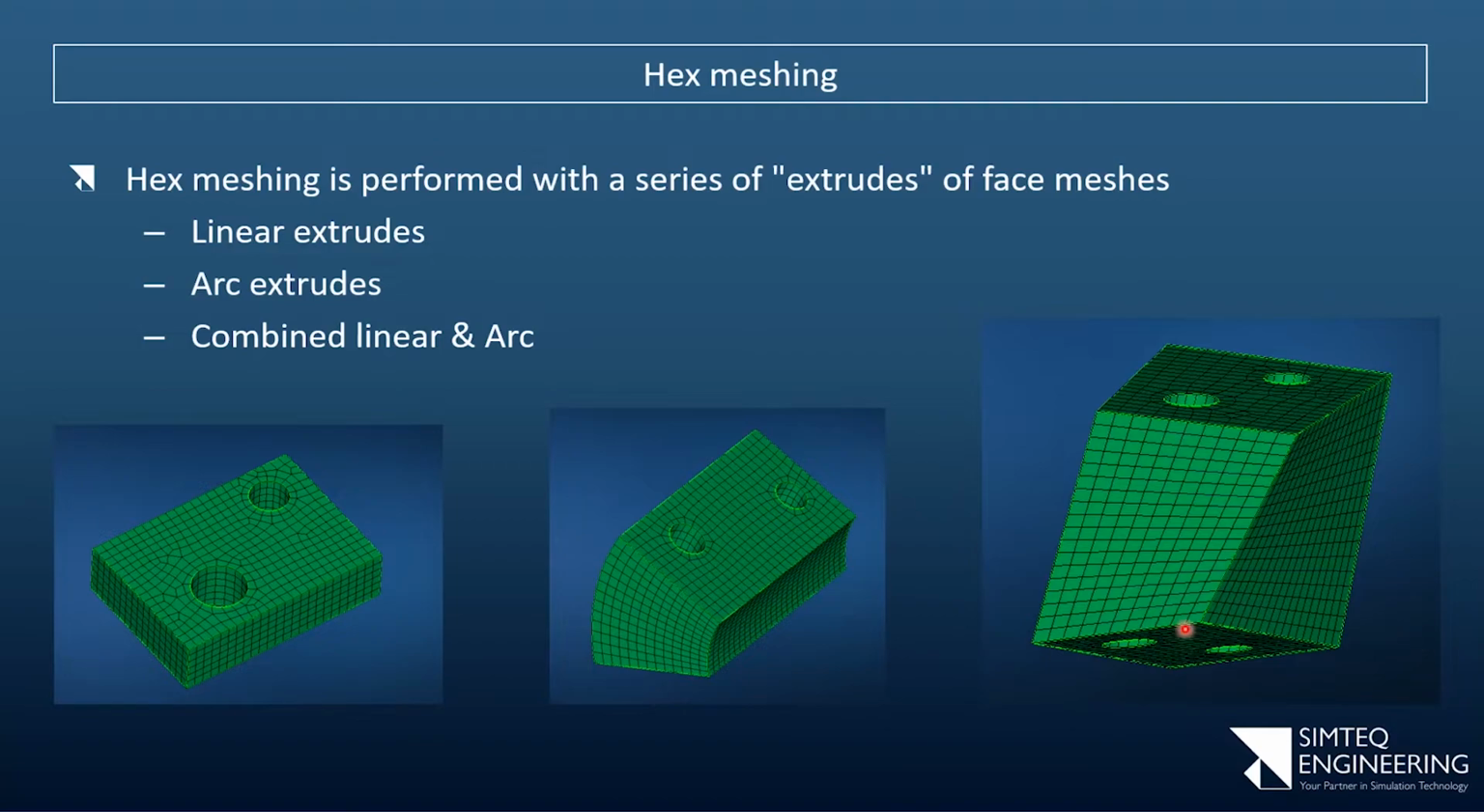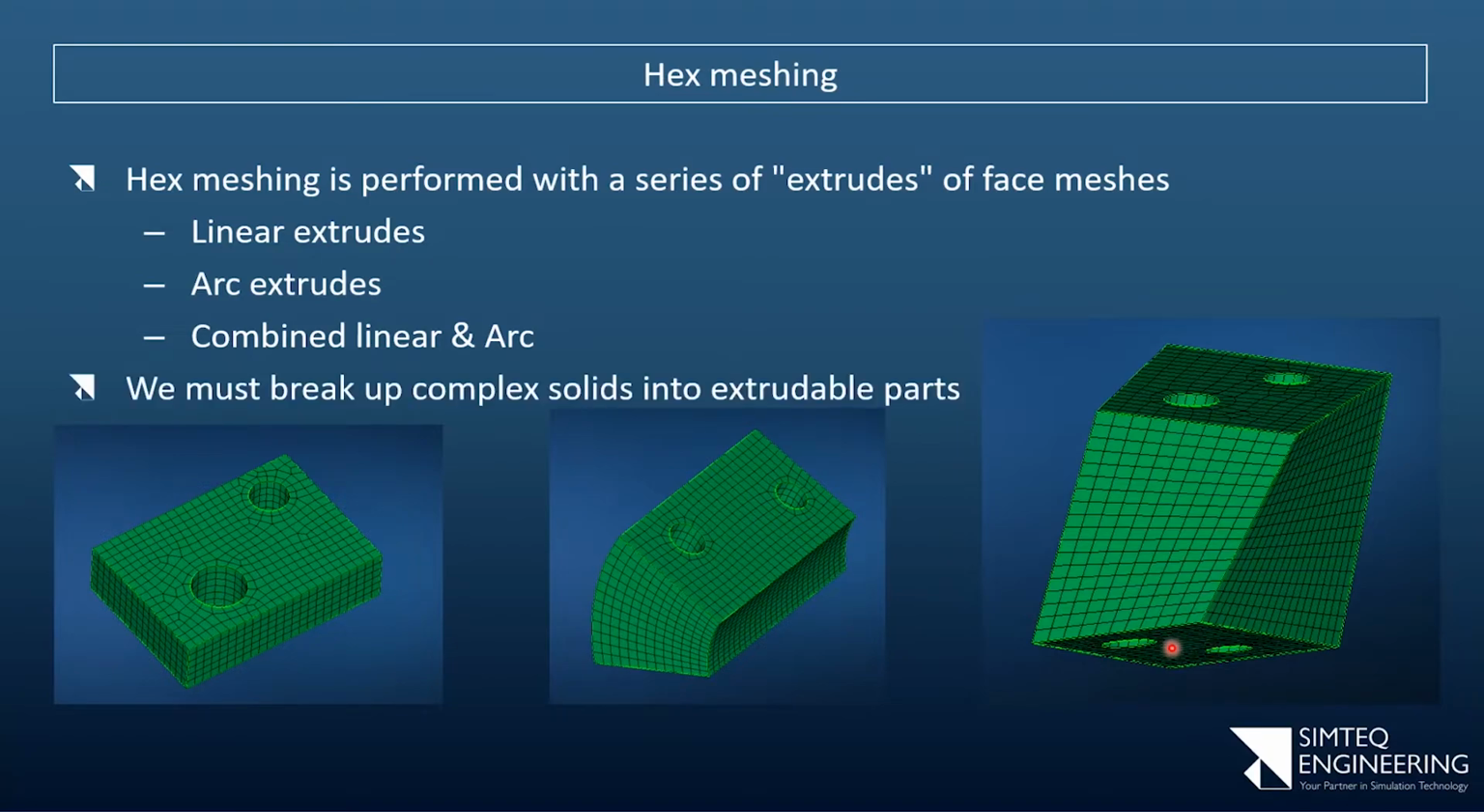So there's a layer of elements followed by another layer of elements, another layer, but each of those layers has exactly the same number of elements, and the faces have a one-to-one correlation from that face to the face at the bottom. Okay, so if we have a complex part, something a lot more complex than this, we need to break it up into extrudable parts.